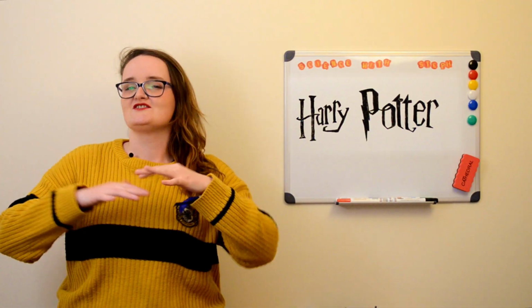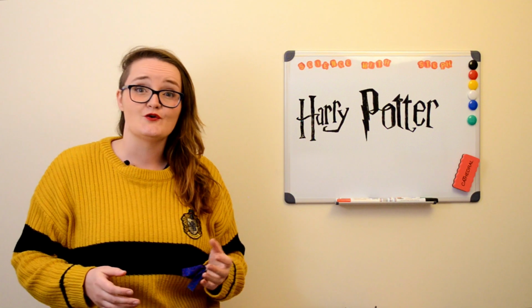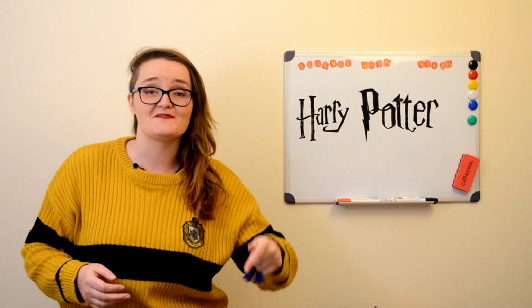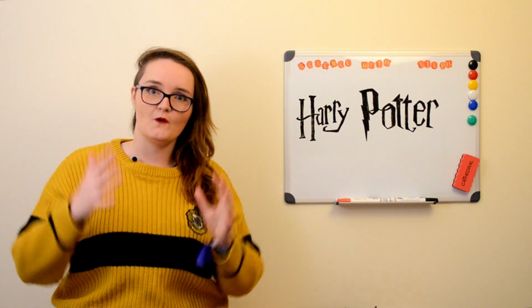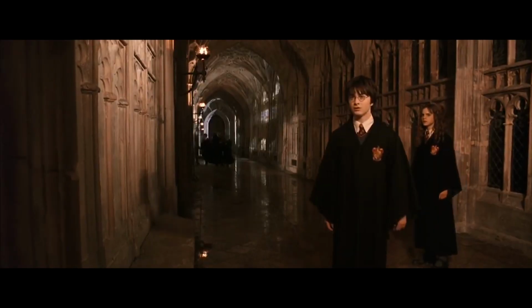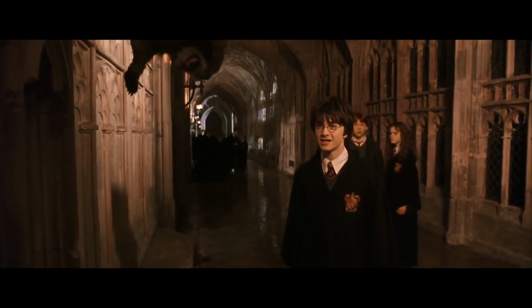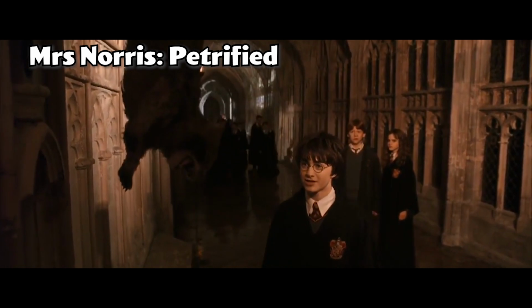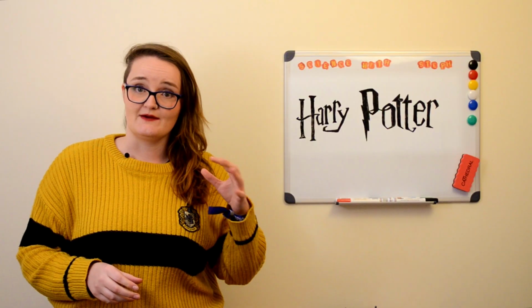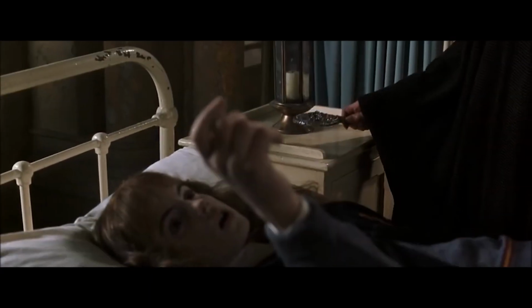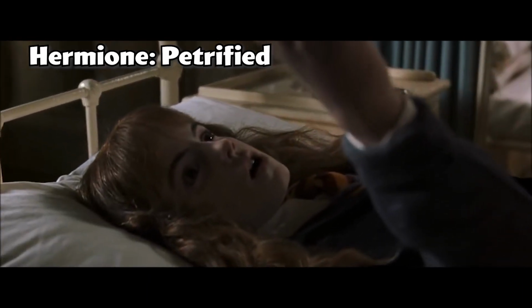So, child protection standards aside, in order for us to science the shit out of the basilisk, let's categorise all the victims we know about. First, there's Mrs. Norris, who was petrified by looking at the basilisk in a reflection on the water. And the other victim of looking at a reflection of the snake is Hermione, who was smart enough to carry a mirror around when she worked out what the basilisk was.